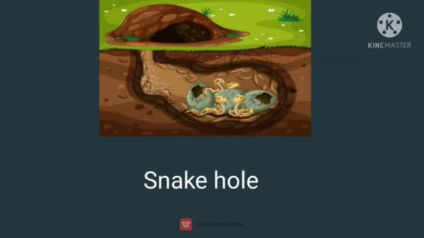So students, see the picture. It is a picture of a snake hole, and this is the shelter of the snake. Snakes live in holes and burrows.